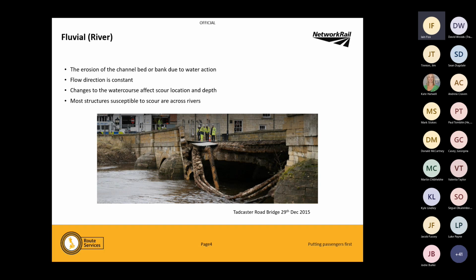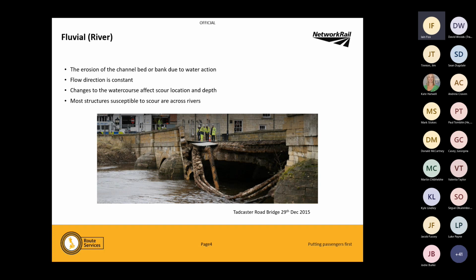It could be that Network Rail's built a new bridge across the water. We've put a pier right in the centre, sorry, of the channel, and that's causing an effect. Pretty much anything that goes across the river or within the floodplain is susceptible to scour. How much it's susceptible is up for discussion.